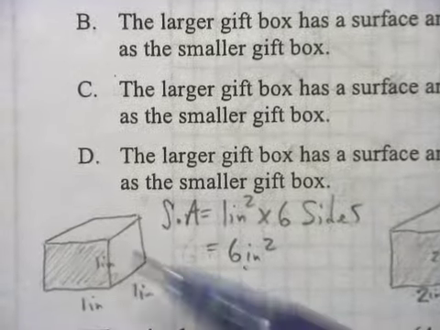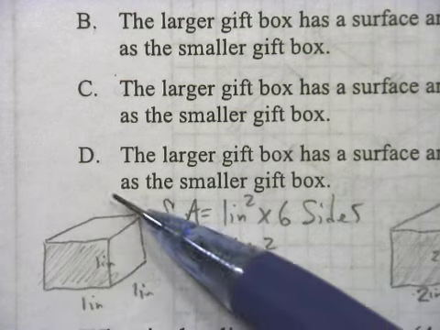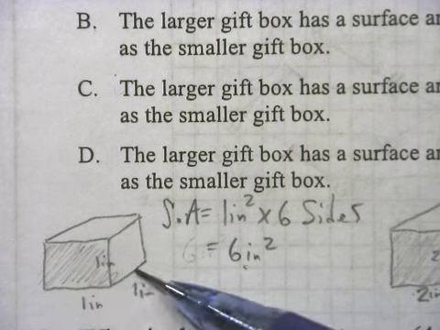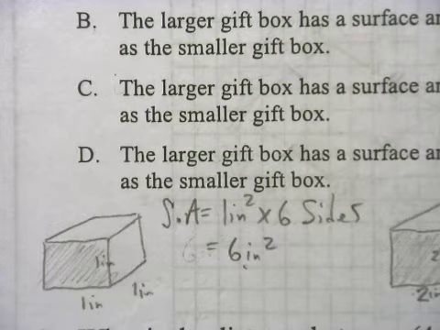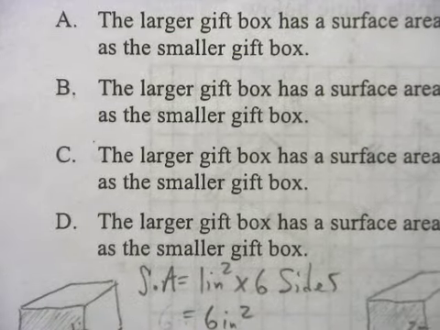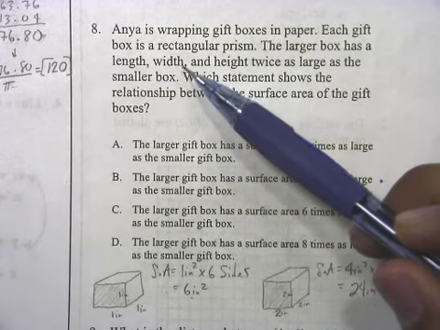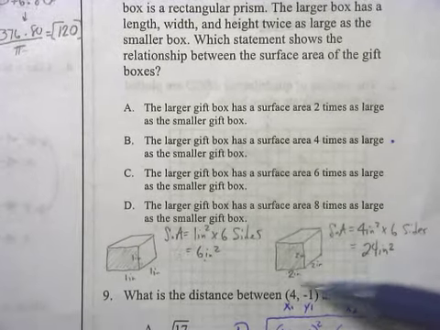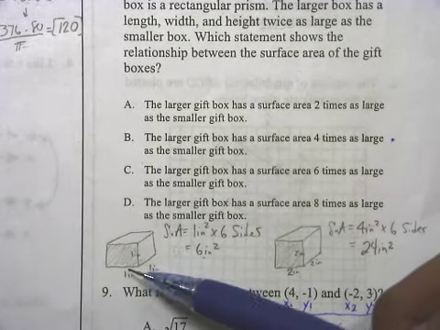So what did I do here first? Well, the first thing I did was I drew a rectangular prism, and I made my own numbers. I made the length, width, and height 1. Then what did I do after that? Well, the question tells me that the larger box has a length, width, and height that's twice as big. So I just drew another rectangular prism and I made the length, width, and height twice as big.